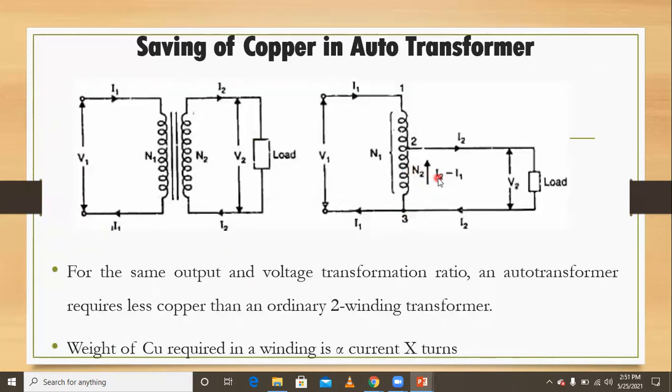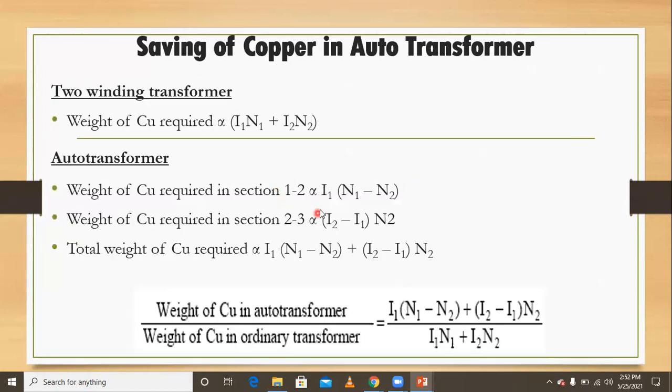The current flowing is nothing but I2 minus I1. The current flowing through the secondary winding, this common winding, into the number of turns is called the copper requirement. Am I right? The weight of copper required in sections 2 and 3 is I2 minus I1 into N2. Then the total weight of copper required is proportional to I1 into N1 minus N2 plus I2 minus I1 into N2.